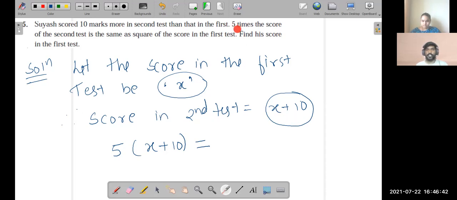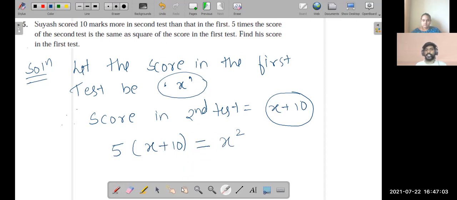Now the condition here is that 5 times the score of the second test is the same as the square of the score in the first test. So this will be x square. So 5 times the score in the second test is equal to x square.